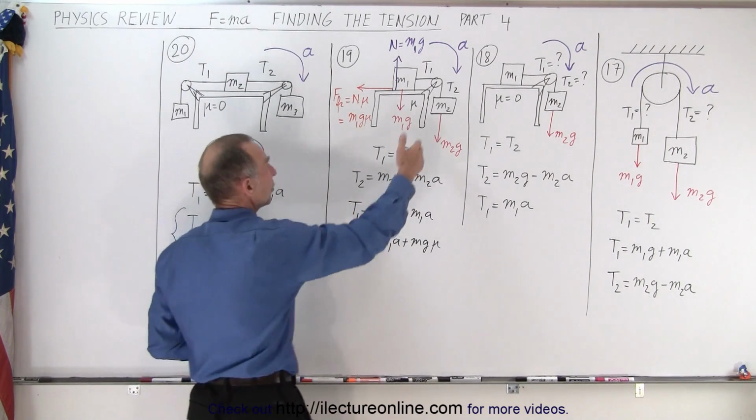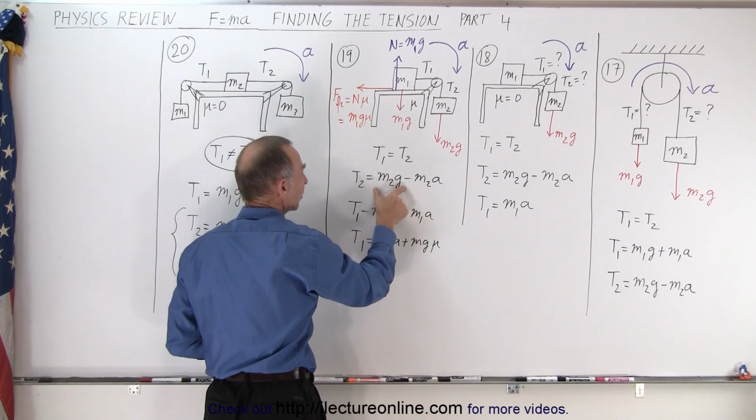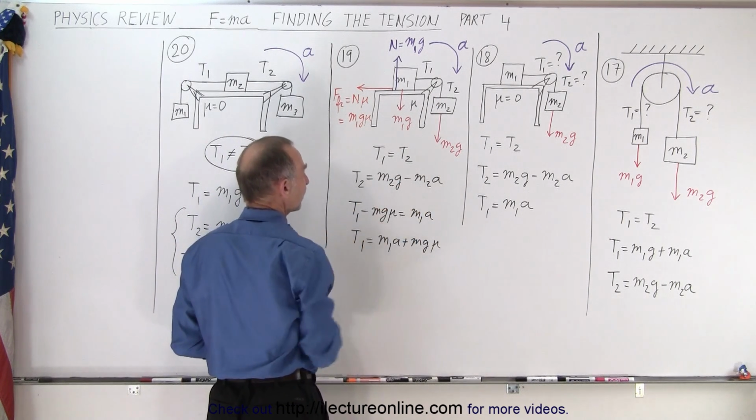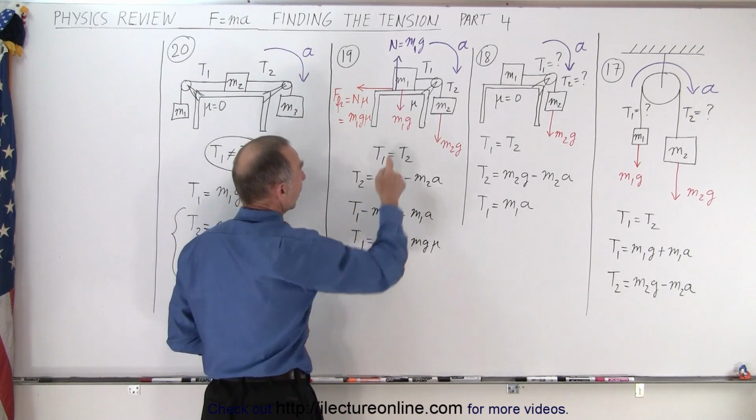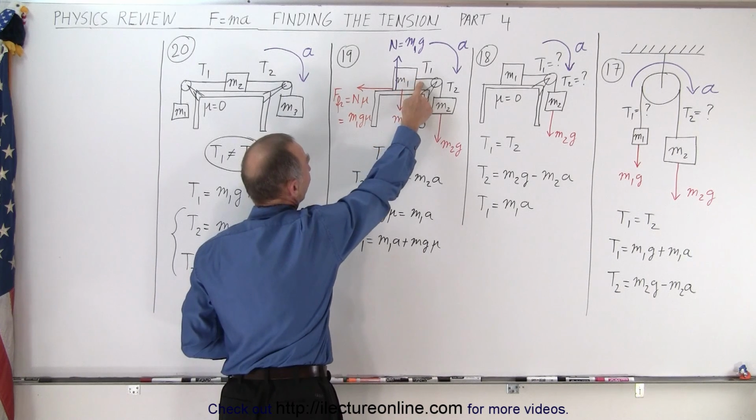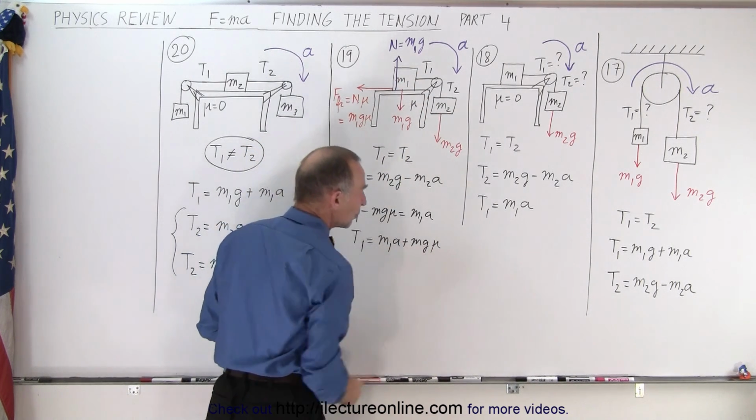So for T2, since it's accelerating downward, we can say that T2 is equal to the weight of the object, M2G minus M2A. T1 will be equal to the force required to accelerate M1 plus the force required to overcome the friction, so it's going to be M1A plus M1G mu.